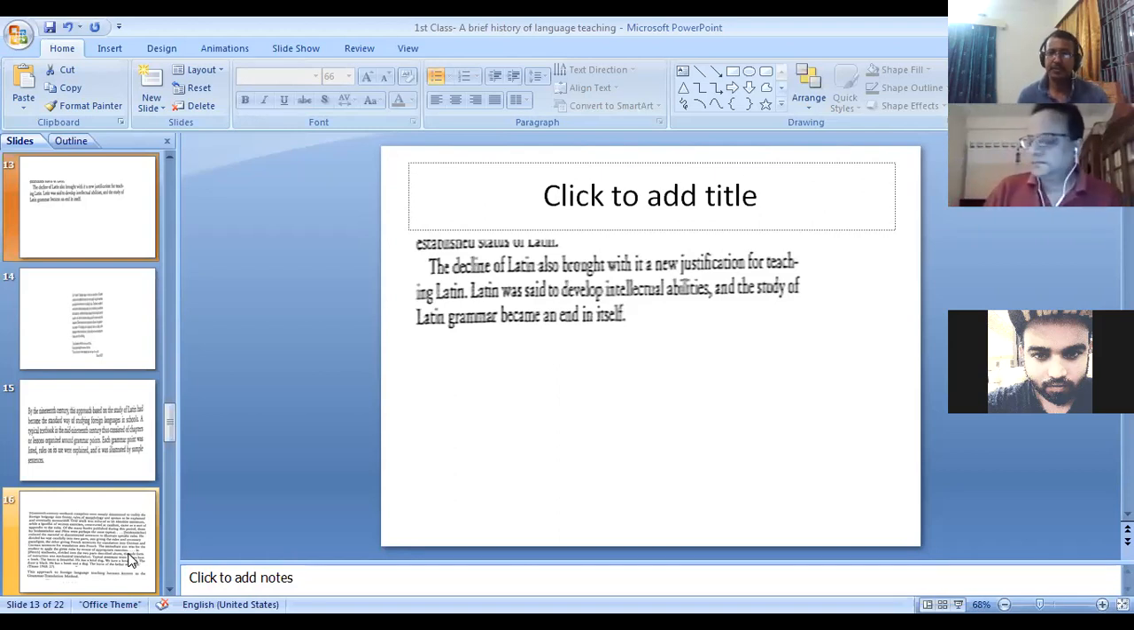So when the Latin language gained less importance in history, people started to move to other languages. And with the comeback of other languages, that means the comeback of French, German, Italian, Spanish, Russian, the English language also got prominence. And that had another reason, which we will be discussing in another class next time.